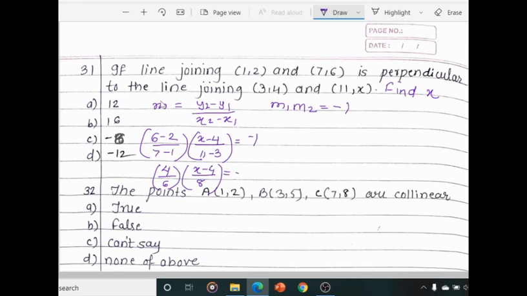Take all the constant values to this side. We'll get x minus 4 is equals to minus 1 into 6 by 4 into 8. 4 ones are 4, 4 twos are 8. So we get over here x minus 4 is equals to minus 12. Take this 4 to this side. X is equals to minus 12 plus 4. That is minus 8. Minus 8 is the answer.